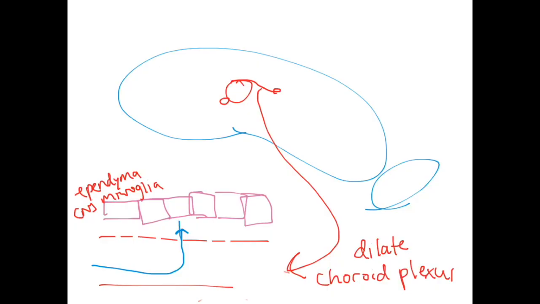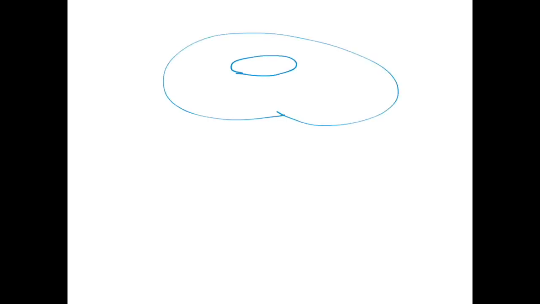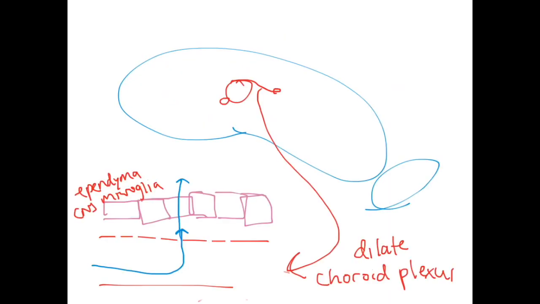So as the fluid crosses through that layer of ependymal cells into the lumen of the ventricle, so I had that ventricle like this. So if I had my ependymal layer and I have this choroid plexus up here dilating, as my fluid goes from this choroid plexus into the lumen of the ventricle by passing through this ependymal layer, it gets converted into cerebrospinal fluid.